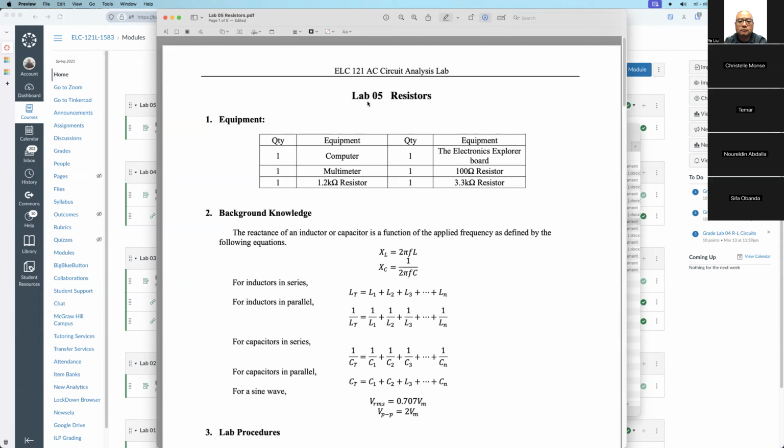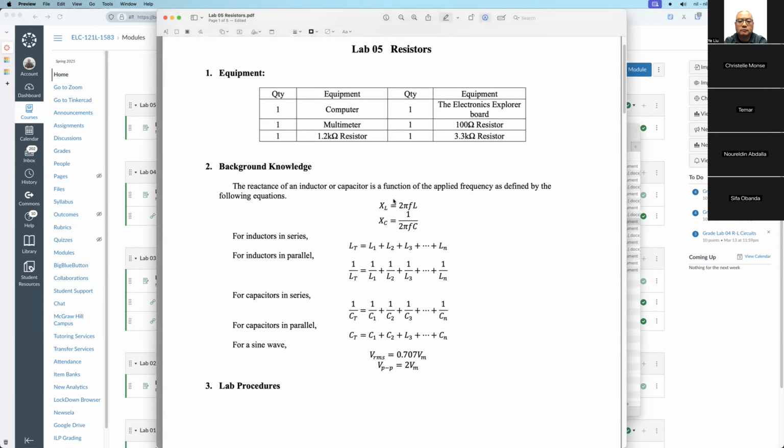Today we will do lab 5, resistors in AC circuits. Everything is now in AC circuits. This is what we just learned before. For an inductor, its reactance XL equals 2 pi FL.